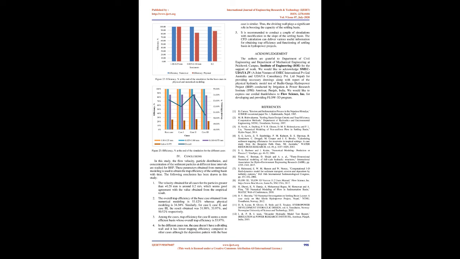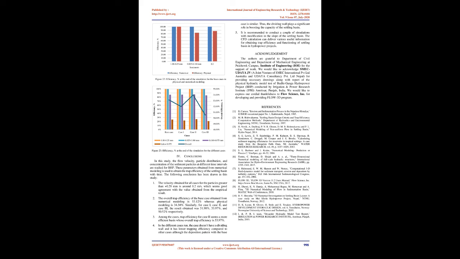4. Conclusions. In this study, the flow velocity, particle distribution, and concentration of the sediment particles at different time intervals are studied for BHP. These parameters obtained from numerical modeling are used to obtain the trap efficiency of the settling basin with time. The following conclusions have been drawn in this study. 1. The velocity obtained for all cases for the particles greater than plus 0.20 mm is around 0.2 m/s, which seems in good agreement with the value obtained from the empirical result.